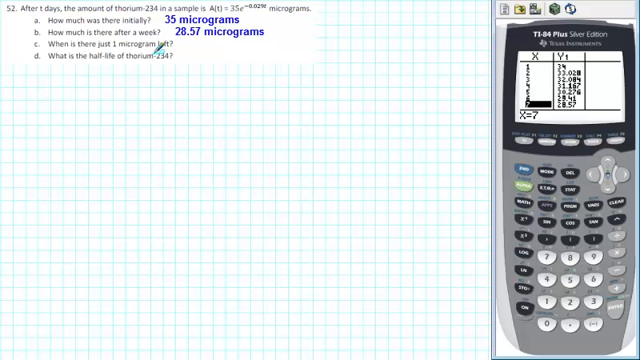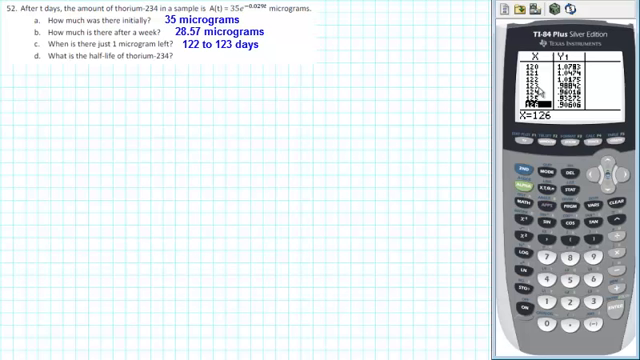When is there just 1 microgram left? Well, we just scroll through until Y1 becomes close to 1. We can see that Y1 changes from 1.0175, which is above 1, to 0.98842, which is below 1, between 122 and 123 days. So somewhere around 122 to 123 days, there will be just 1 microgram left.